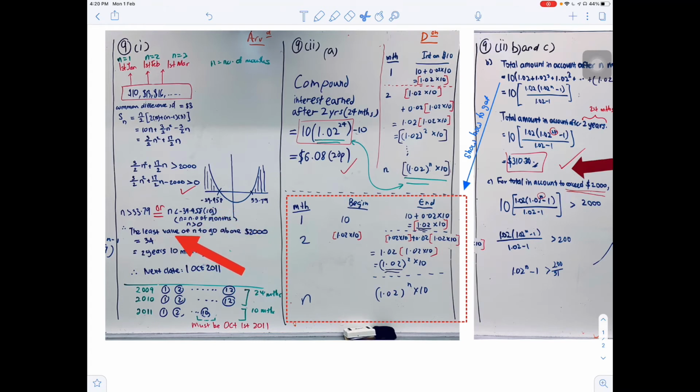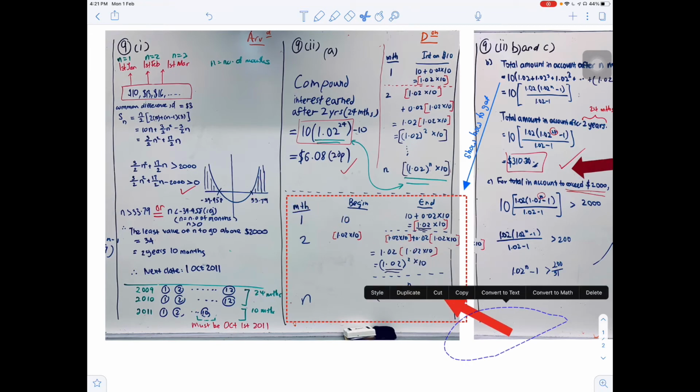So the least value of n such that the sum of the savings totals above $2,000 will be 34 months. That will be exactly 2 years, 10 months, and therefore the date that we are looking for will be 1st October 2011. This is for you to calculate by the month. So I think 9 part 1 is quite straightforward.